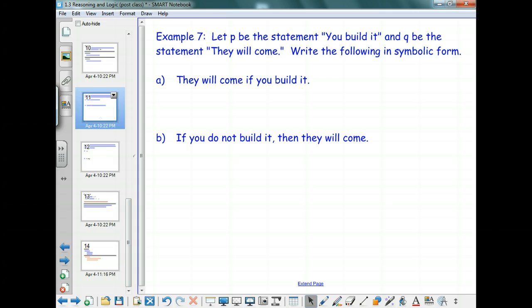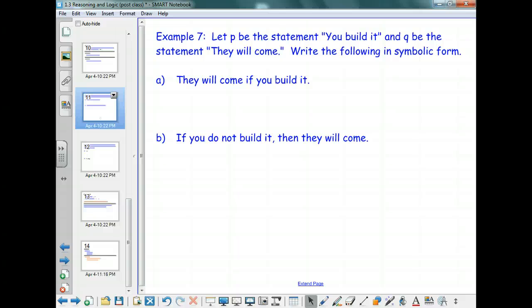All right, so here's our structure. We've got language identified with certain letters. So the letter P in this statement is going to mean you build it. And the letter Q is going to mean they will come. Do you know what movie that's from? Field of Dreams. That's so before your time, that's before my time almost. But I do remember seeing it when I was younger. Yeah, so from Field of Dreams.